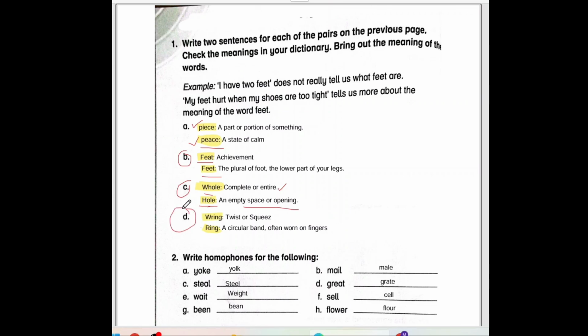So the part D is ring and ring. You know, the first ring, W-R-I-N-G, ring means twist or squeeze. Let's make a sentence. He rings the towel after washing it. And ring, the groom has given the ring to his bride. This ring is a circular band often we wear on fingers.